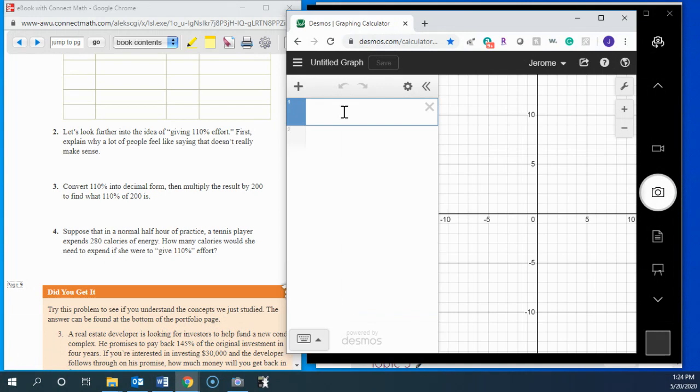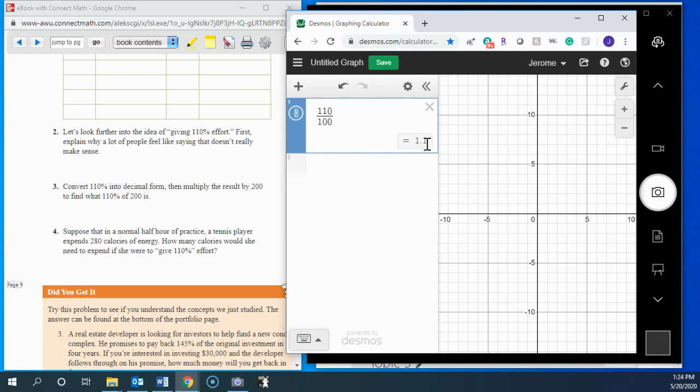It says convert 110% into decimal form, then multiply the result by 200 to find what 110% of 200 is. So we know percent means divided by 100. So we could take 110 divided by 200. No, I'm sorry, by 100. It says divided by 100. And then we can hit this fraction bar here, and it will give us 11 over 10. Or we could leave it as a decimal.